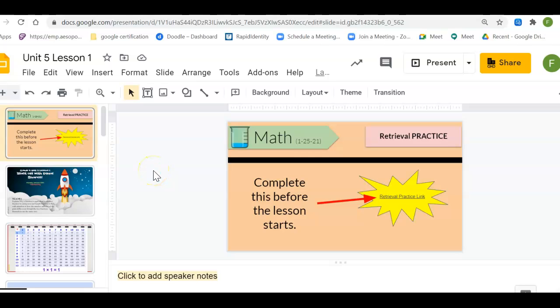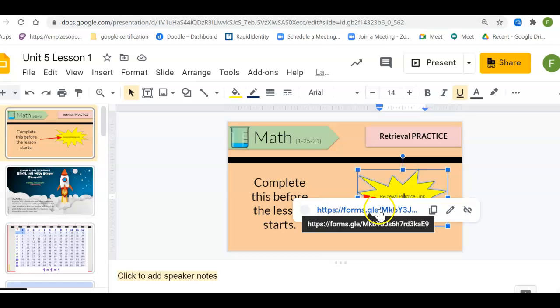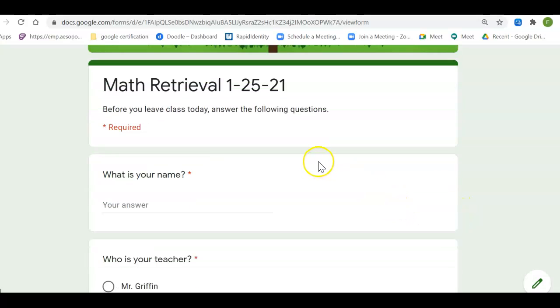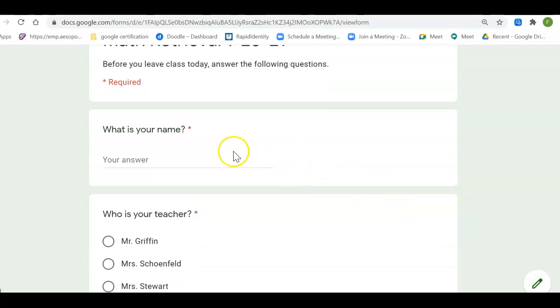Welcome students. Today is Monday, January 25th, and our first task of the day will be to complete the retrieval practice document. So I want you to go ahead and click on the retrieval practice link right here. Then you're going to click on the website and complete the document for math for today.